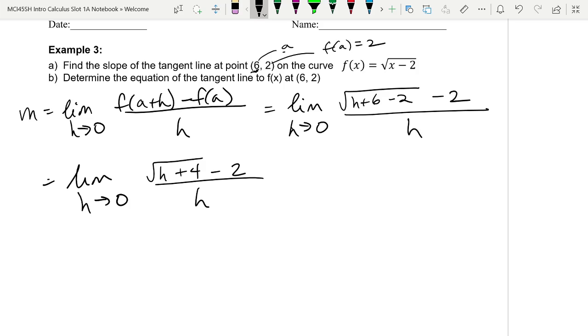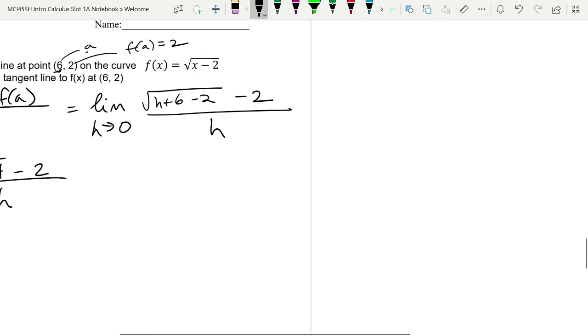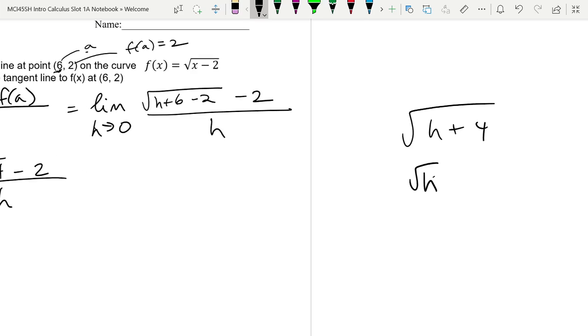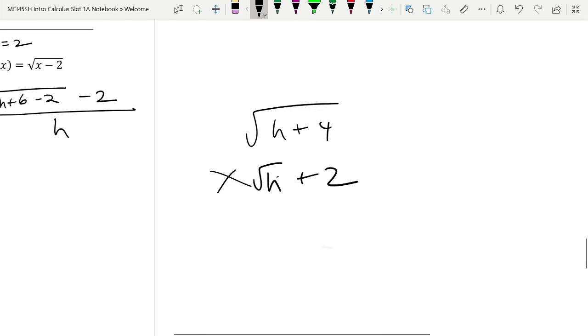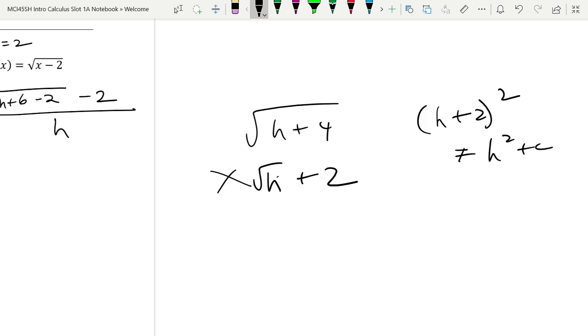People who would look at this and go, oh, the square root of h plus 4 is just the square root of h plus 2, don't write this down. That's wrong. For the same reason, if you want to think about it, that h plus 2 squared does not equal h squared plus 4. And if there's people going, doesn't it? You should know that you're foiling here, right? You can't distribute a power through a binomial or a trinomial or anything that's more than one term.